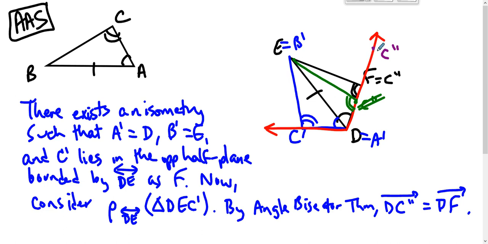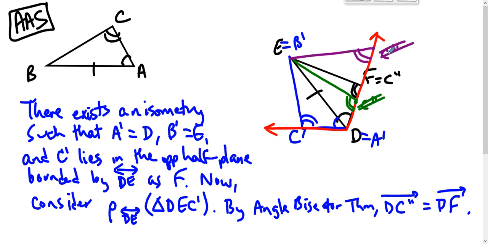If C double prime is on ray DF but not on segment DF, then your picture looks like this. Angle EC double prime D is congruent to angle EC prime D because reflections preserve angle measure. But you've got angle EFD as an exterior angle to triangle EC double prime F, and an exterior angle that's congruent to a remote interior angle. This leads to a contradiction.